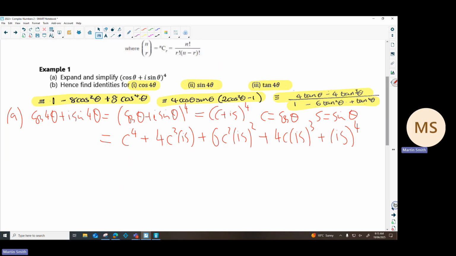I'm now going to simplify this by considering powers of i. So the first term is just c to the power of 4. The next term is 4 times c cubed times is in a bracket. That bracket doesn't really do anything. I can move the i to the front. That is 4i c cubed s.